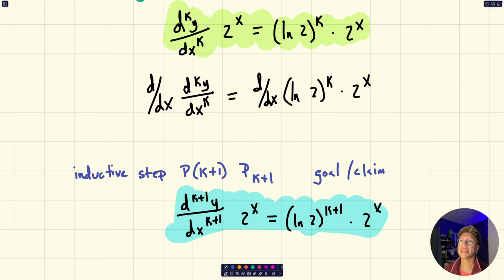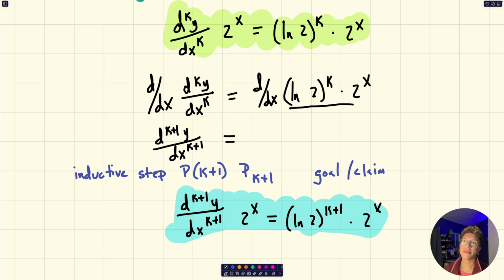So if we take this derivative again, it should turn into our goal, which is what we have down here. What we notice is that when we take the derivative of the kth derivative, this turns into our left-hand side. We now get the k plus 1th derivative. So this is d^(k+1)y over dx^(k+1). On our right-hand side is where we actually do our math. So we're taking the derivative of this whole expression.